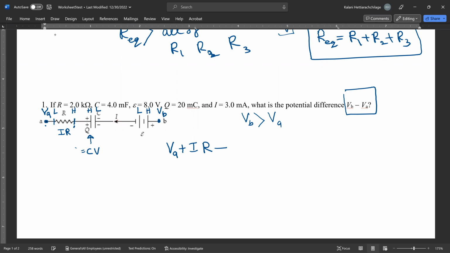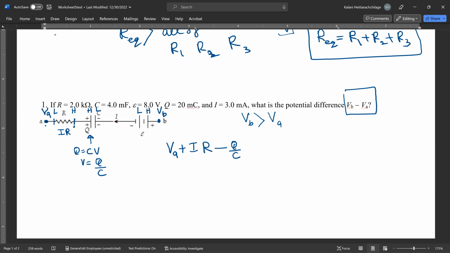You can remember it whichever way is easiest. Q equals CV, and what I need is V. V will be the charge of the capacitor divided by the capacitance. But the important thing here is it is a drop when you go from left to right. Because of that, I should have negative Q over capacitance in here, right?